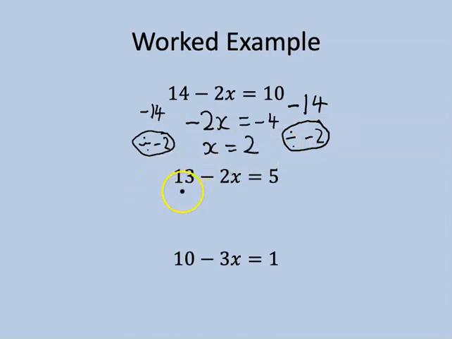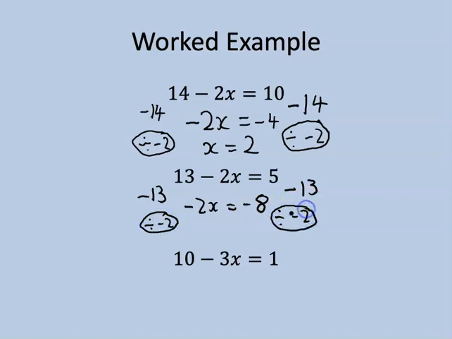And again, I'm going to do the same process for the second one. Take away the 13, because that's just the number. So minus 2x is equal to minus 8. And then divide by the minus 2. Keep it simple. So x equals, minuses cancel. What's 8 divided by 2? It's 4.